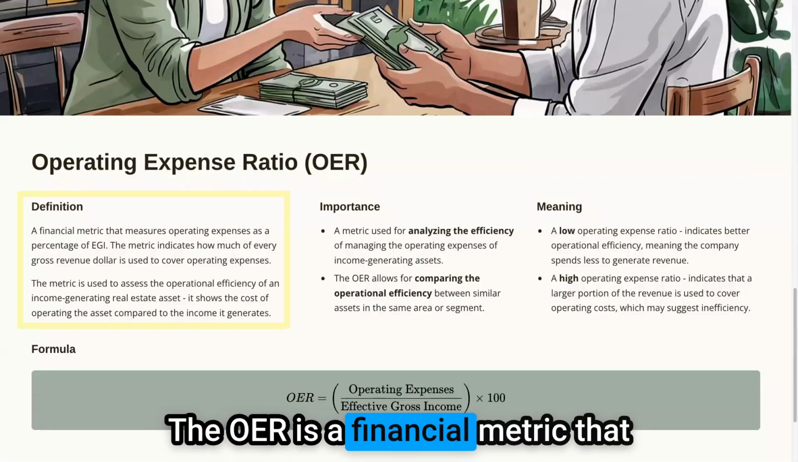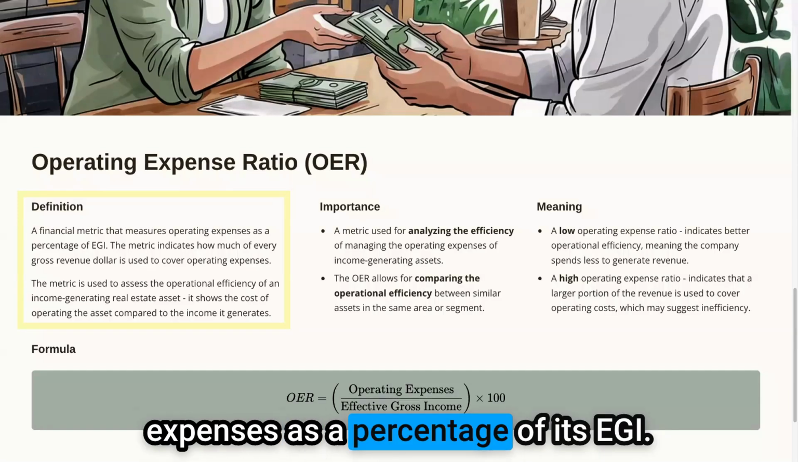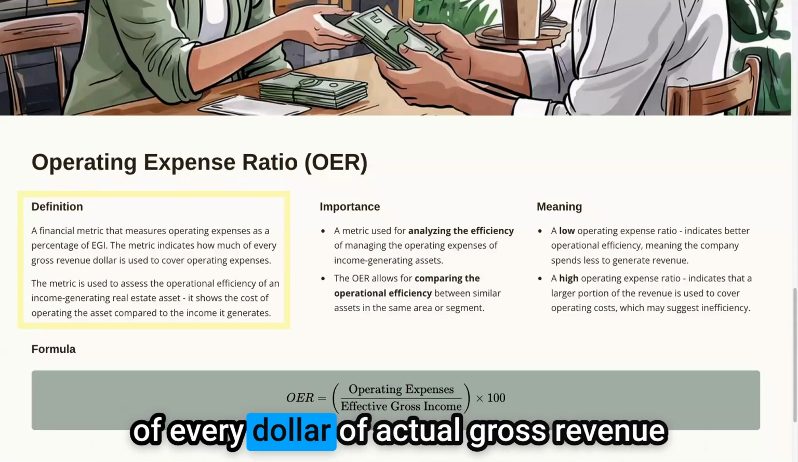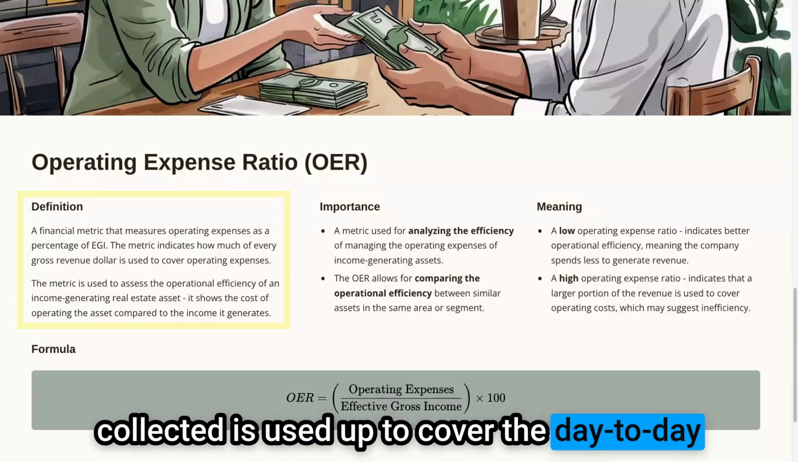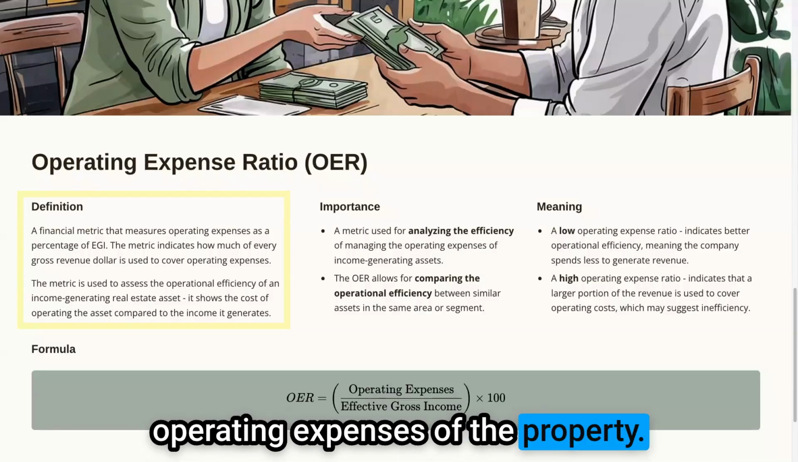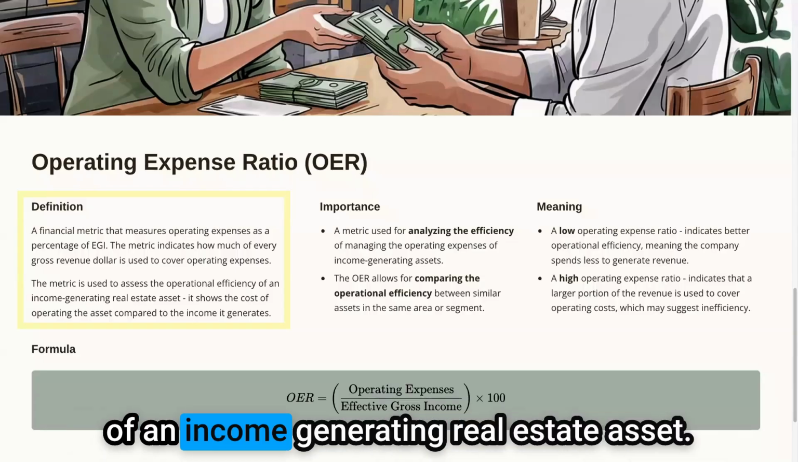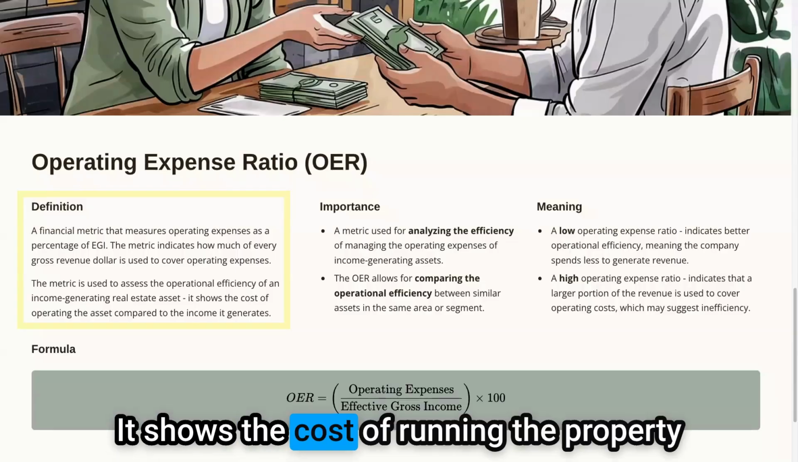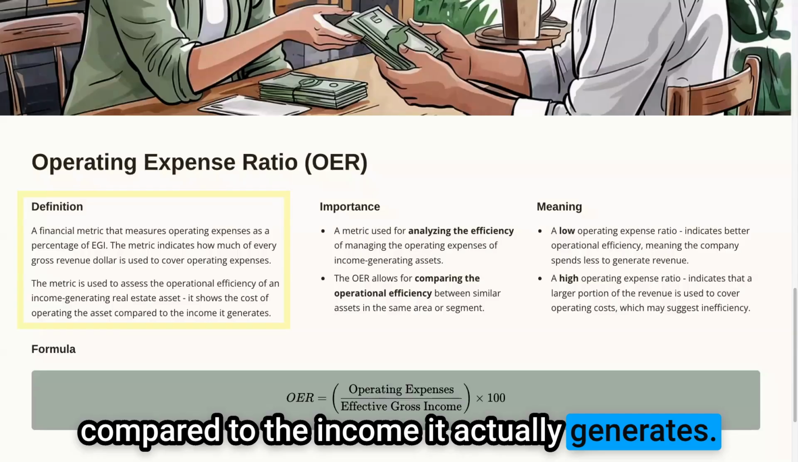The OER is a financial metric that measures a property's operating expenses as a percentage of its EGI. Essentially, this metric tells you how much of every dollar of actual gross revenue collected is used up to cover the day-to-day operating expenses of the property. It's a key indicator of the operational efficiency of an income-generating real estate asset. It shows the cost of running the property compared to the income it actually generates.